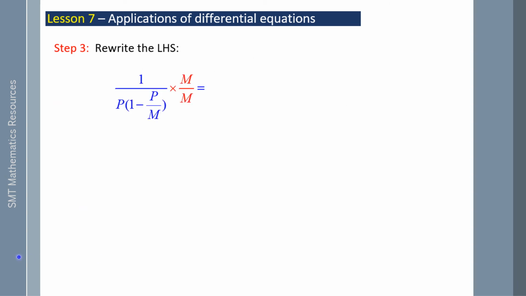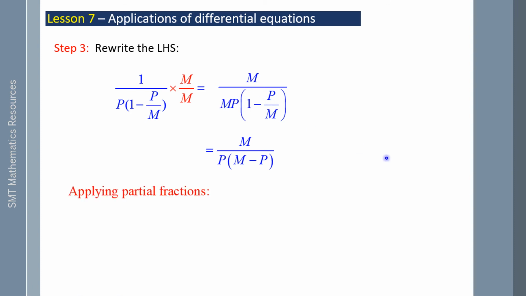Rewrite the left-hand side. So begin by multiplying by m over m. We now have m over m(p) outside of 1 take p over m. I'm then going to expand m through this expression here, which is why I end up with m subtract p, because the m's are going to cancel out.